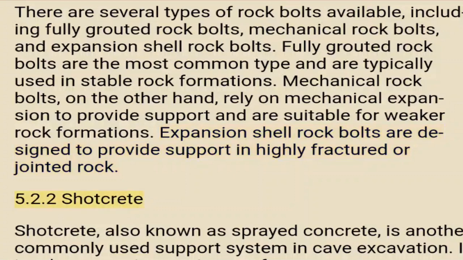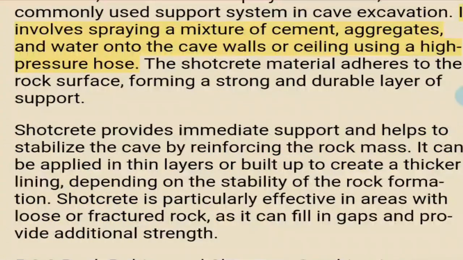5.2.2 Shotcrete. Shotcrete, also known as sprayed concrete, is another commonly used support system in cave excavation. It involves spraying a mixture of cement, aggregates, and water onto the cave walls or ceiling using a high-pressure hose. The shotcrete material adheres to the rock surface, forming a strong and durable layer of support. Shotcrete provides immediate support and helps to stabilize the cave by reinforcing the rock mass.